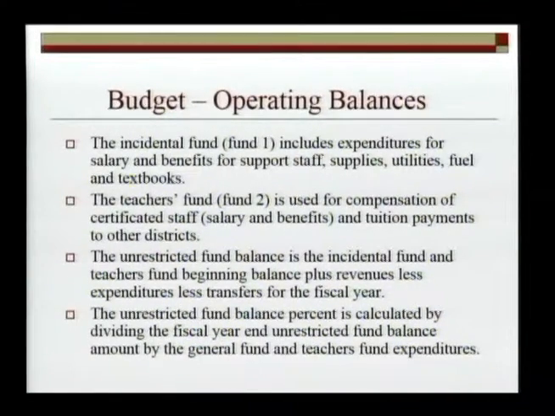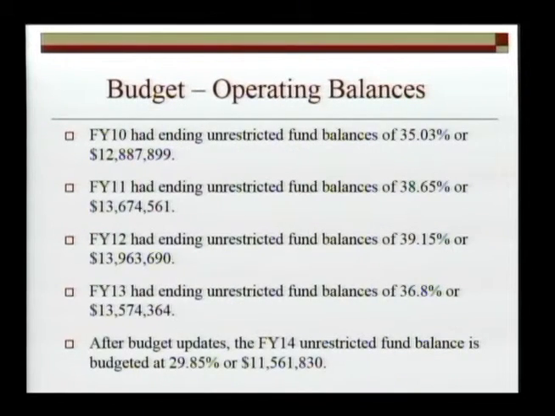As I'm going through this, if you have any questions, please feel free to stop me. As a review, the slide that you see now shows our unrestricted fund balance over the last 4 fiscal years. I'm showing the percentage of fund balance as well as the dollar amount. As you can see, our fund balance did grow in fiscal years 11 and 12. We did go down in fiscal year 13, declined slightly by about $300,000 to $400,000. And we are budgeted in fiscal year 14 for that fund balance to decline as well.